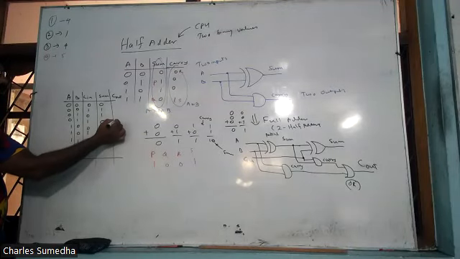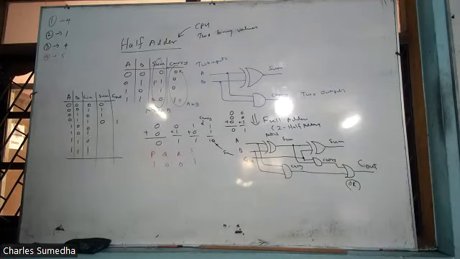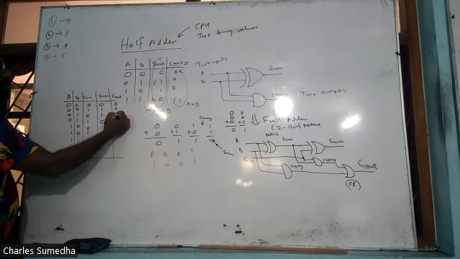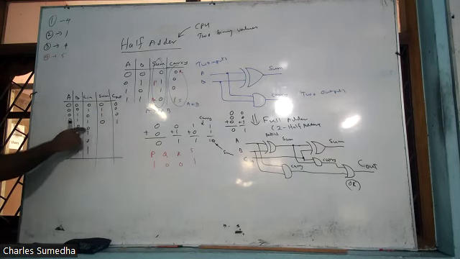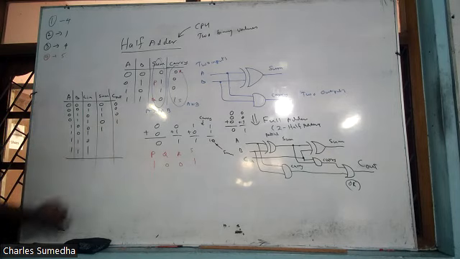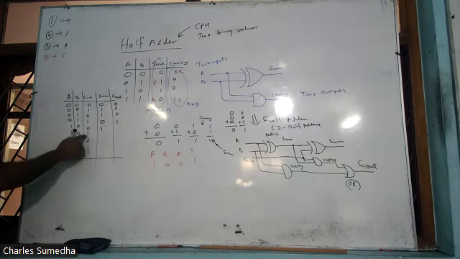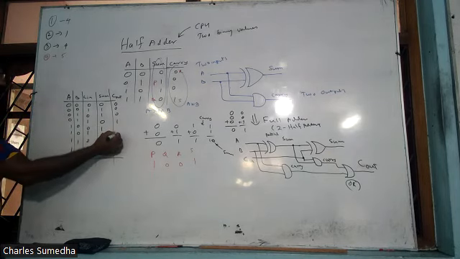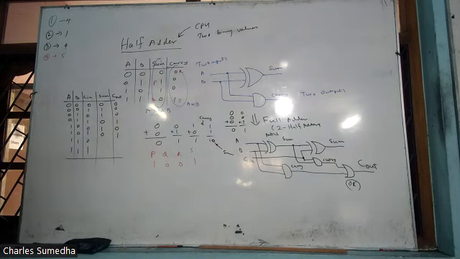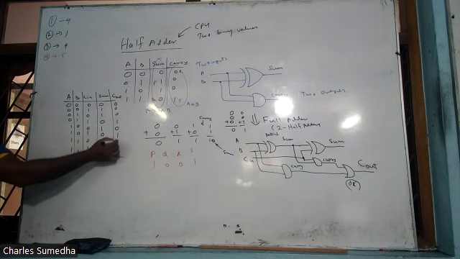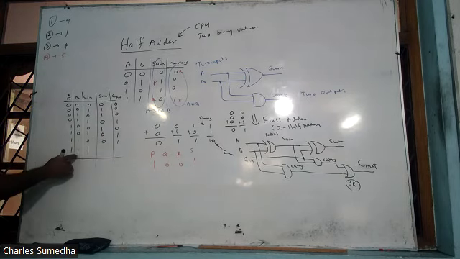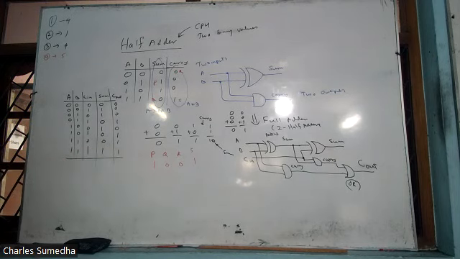Sum is 0 and the carry will be 0, 0, 0, 1, 0, 0, then again 1. Okay. 1, 0, 1, 0, here 0, it will be 1. Okay. 1, 1, again 0 and 1. 1, 1, 0, 0, 1, 1. Okay. So you can see.